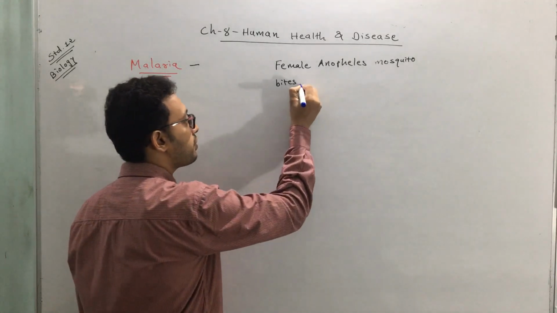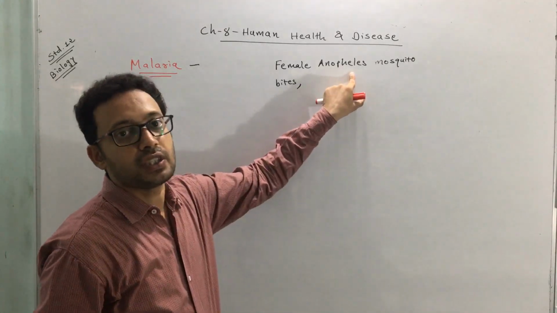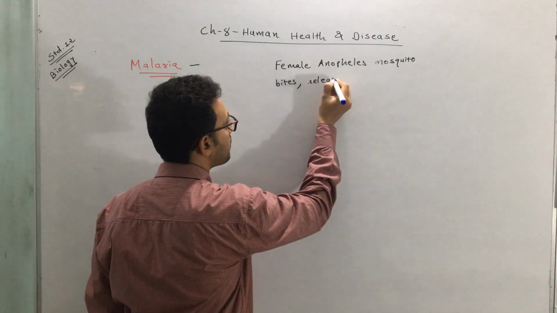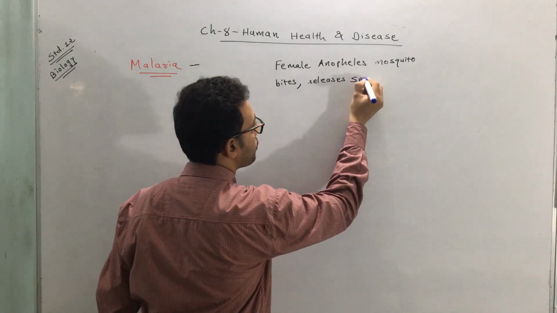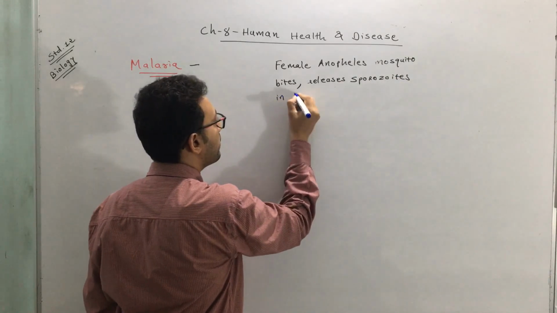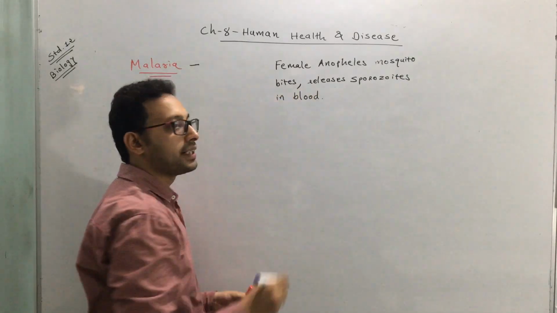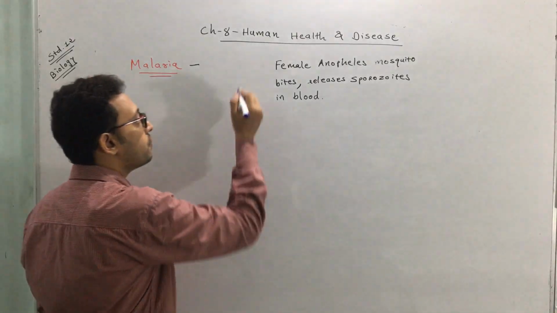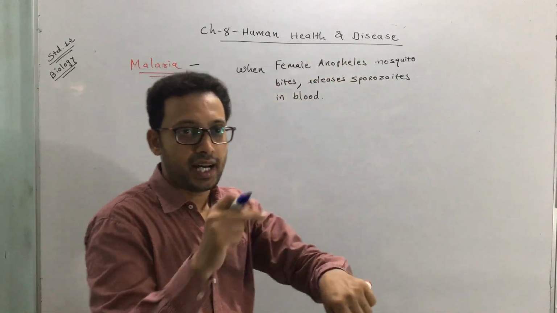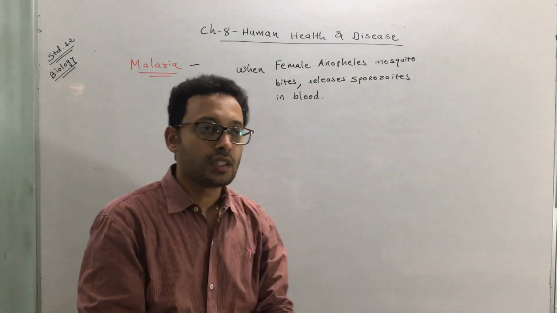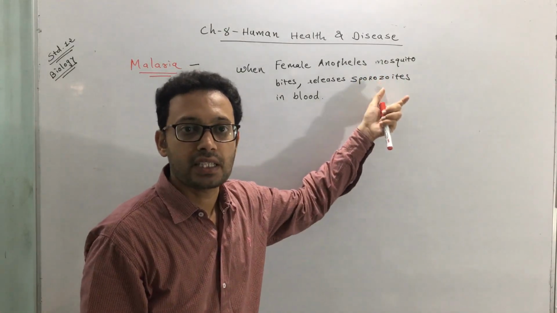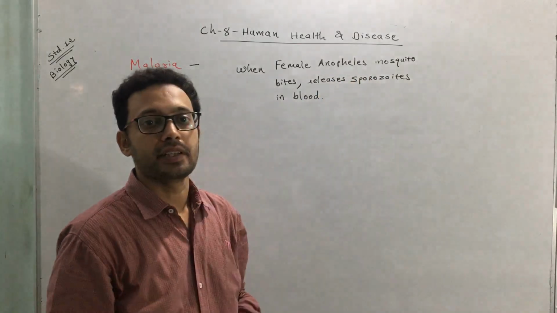So what is the content that is present? If this female Anopheles mosquito is a carrier and infected one, it releases sporozoites in the blood. So when a female Anopheles mosquito bites, it releases the sporozoites. Sporozoites are a form of the parasite, that is Plasmodium, which we have seen. They are released into our blood.